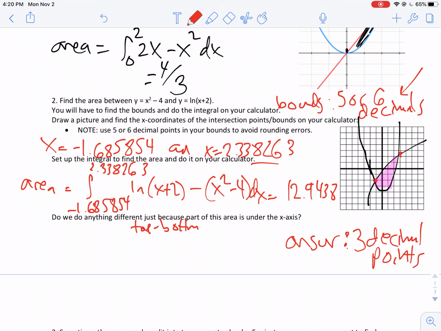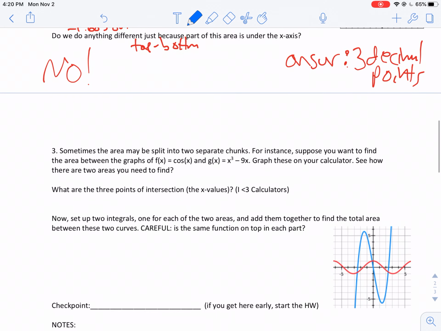Now this area looks like this, and I asked you the question, do you do anything different because it's under the x-axis? And of course the answer to that is no. The math is the same. Whether we're above or below, it's the same area. We're still integrating our top function minus our bottom function.